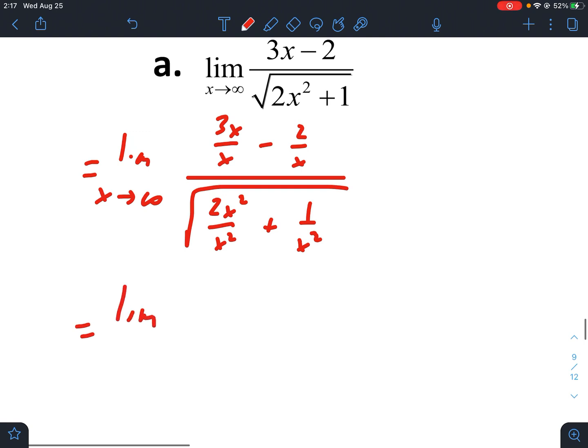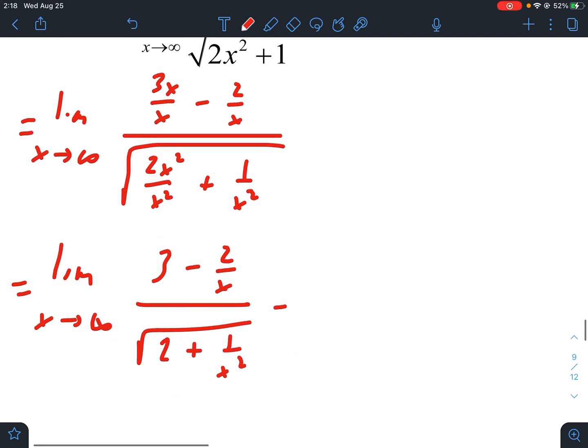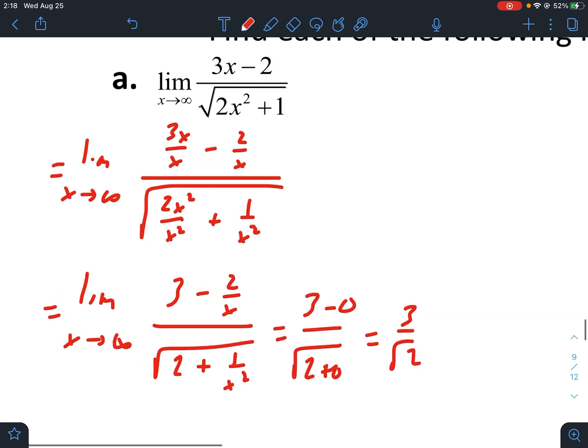And then that gives me the limit as x approaches infinity of (3 minus 2 over x) over the square root of (2 plus 1 over x squared). And now if I put infinity in, I get 3 minus 0 over root 2 plus 0, which is 3 over root 2. So that is our limit.